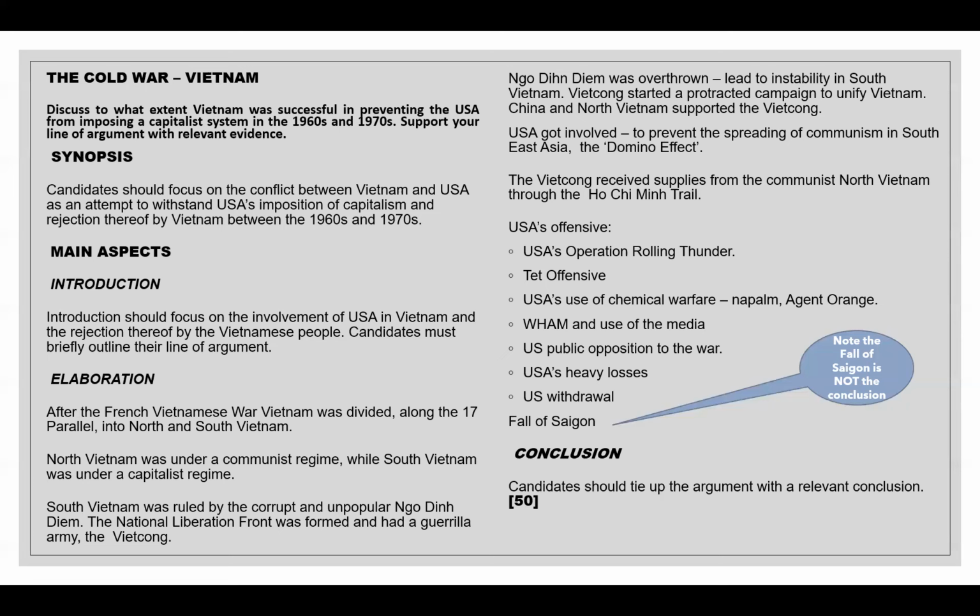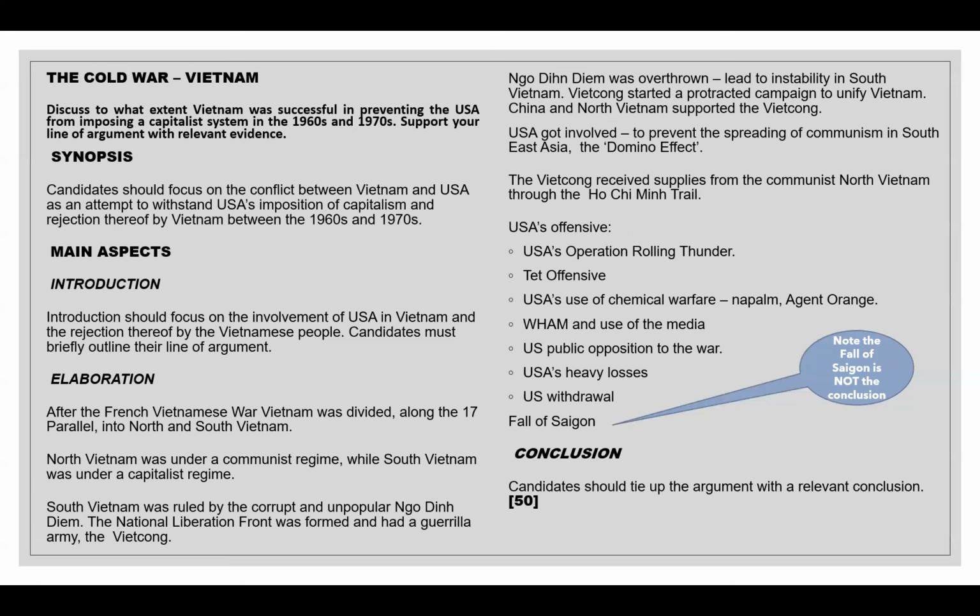So the Viet Cong received supplies from communist North Vietnam through the Ho Chi Minh Trail. Just so you know, Ho Chi Minh was the leader of North Vietnam. He was also sort of a dictator as well. So it's a bit of the devil you know, the devil you don't. I don't know. And that is how the Viet Cong were able to basically resist America.